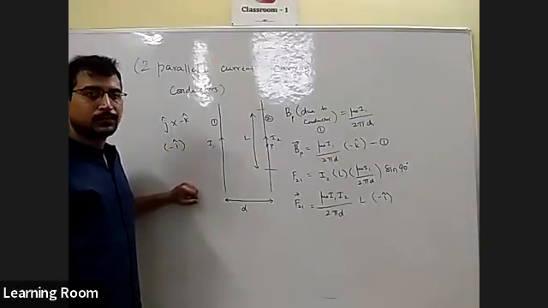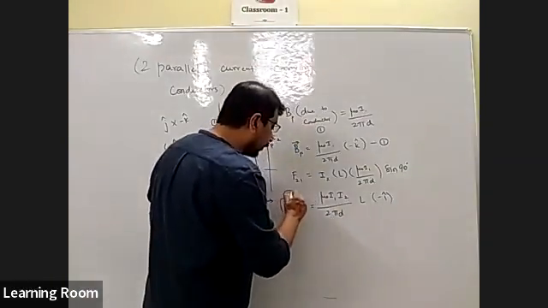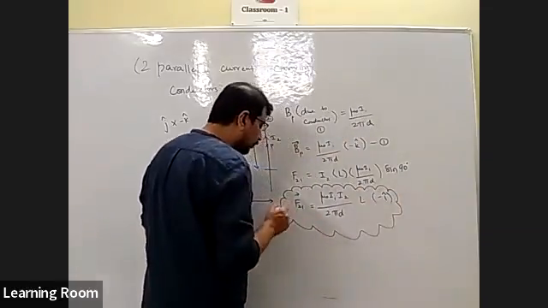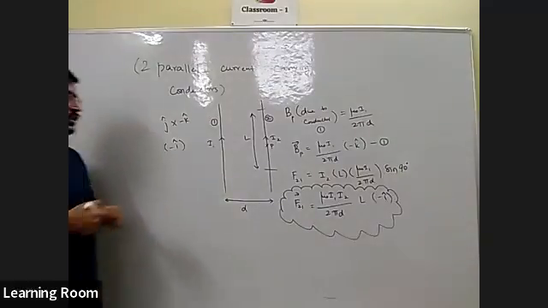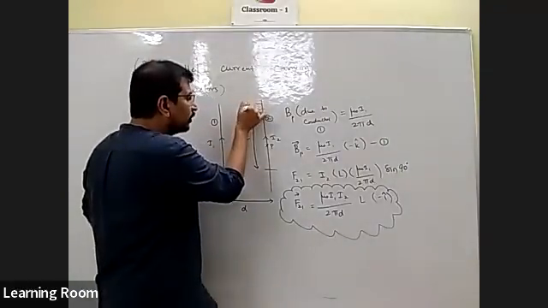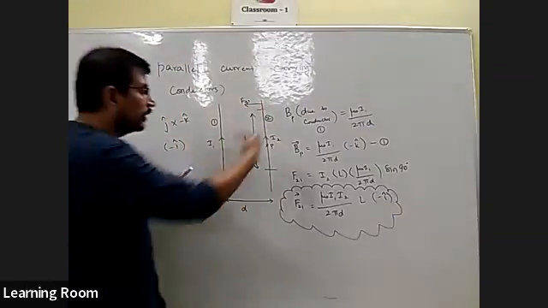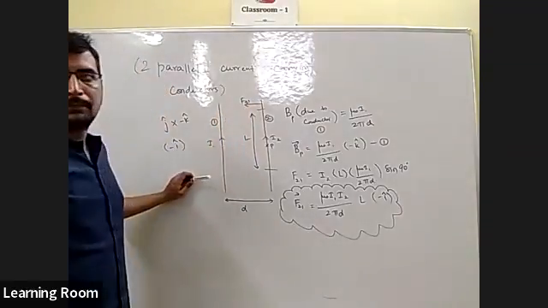Is that clear? So here you can write it as minus i cap, and this is going to be the value of force experienced by the second current carrying conductor due to the magnetic field of the first conductor. So can I say that the second conductor will experience a force in this direction? This direction I will mark F21.